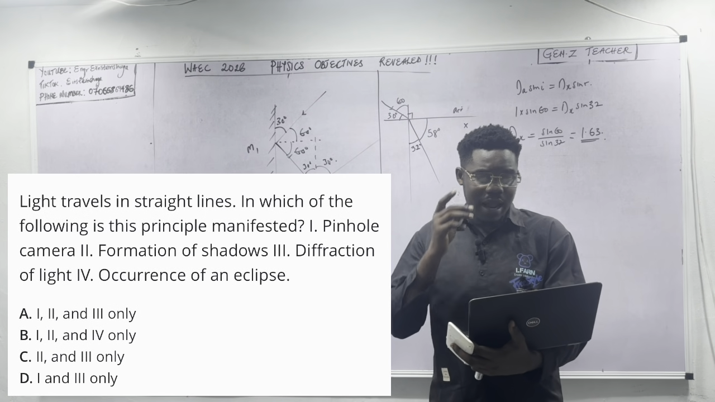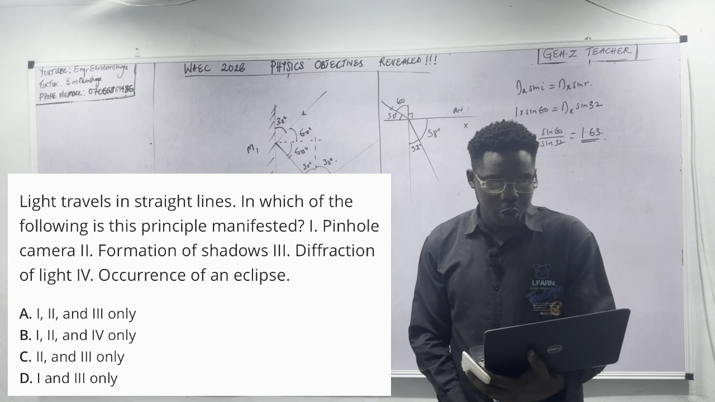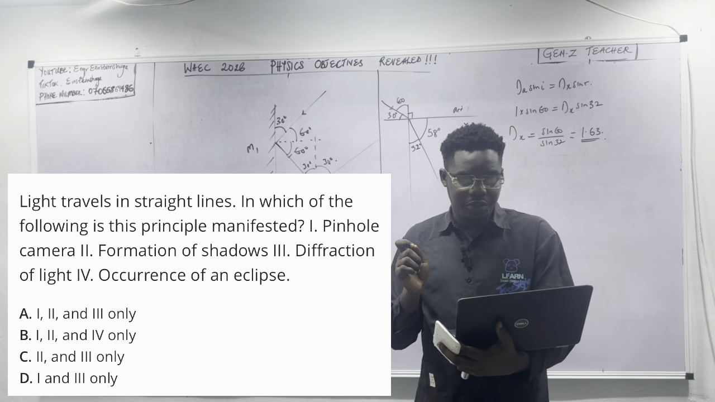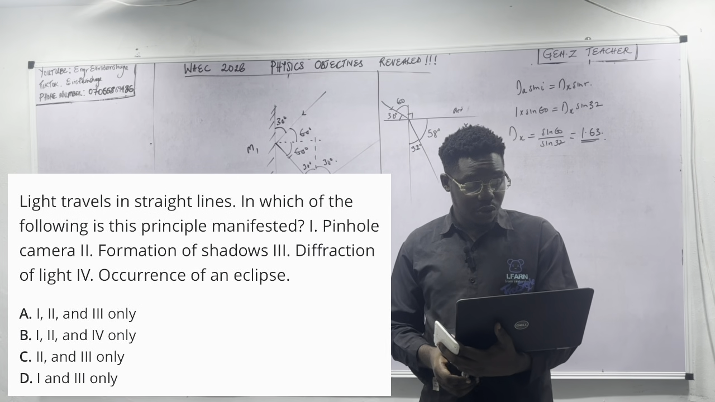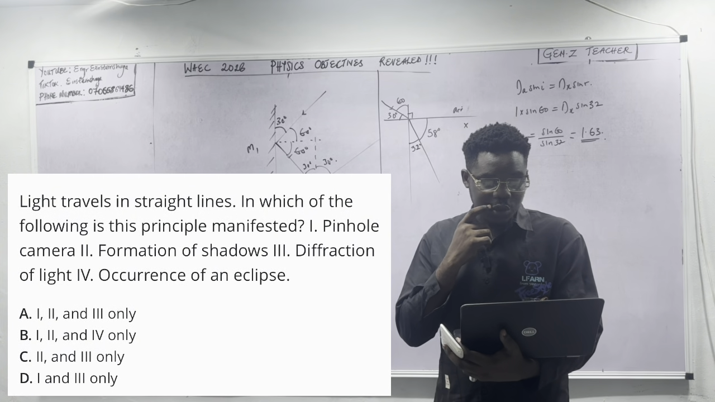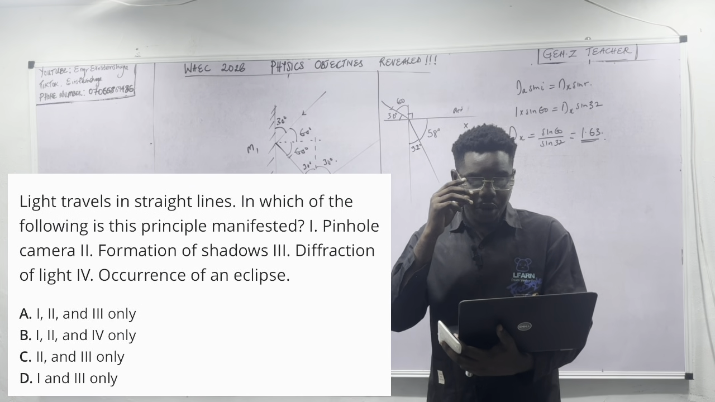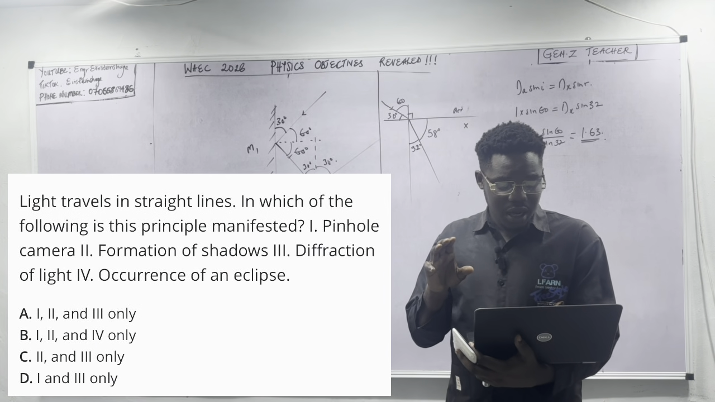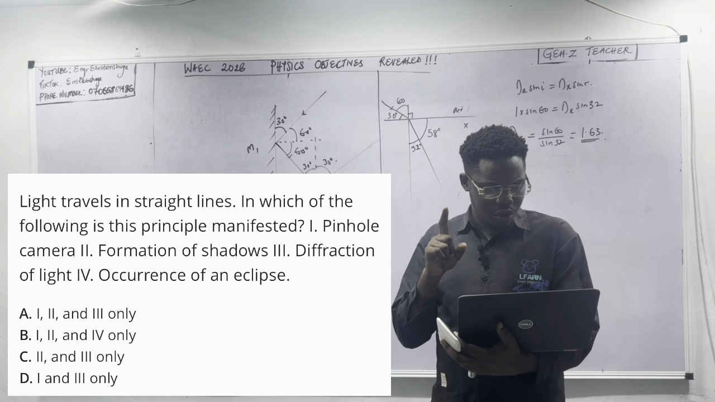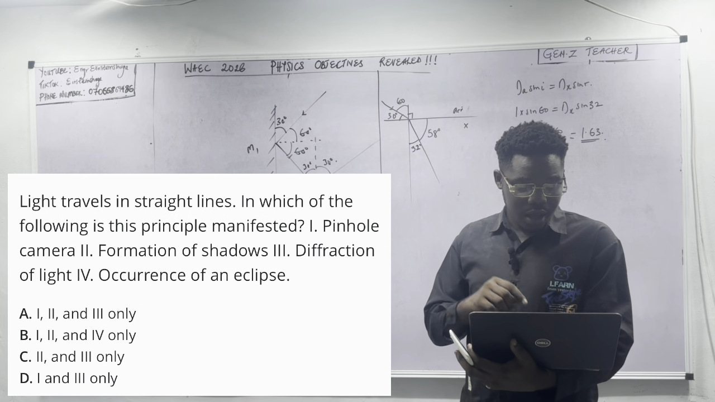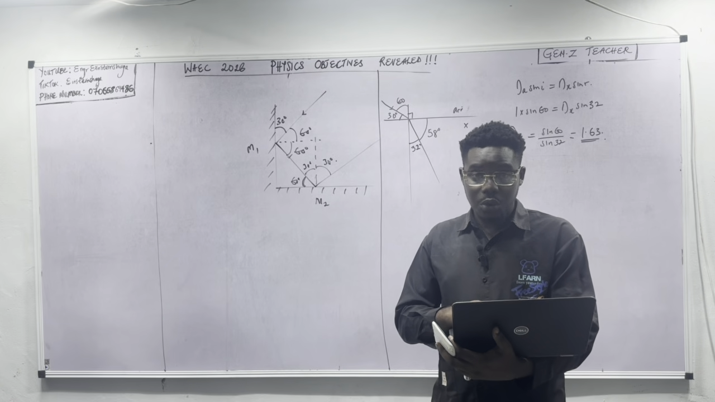Number 23, light travels in straight lines. In which of the following is the principle manifested? I, pinhole camera, II, formation of shadows, III, diffraction of light, IV, occurrence of an eclipse. All the answers are correct except diffraction. So the answer should be option B, I, II, and IV only.